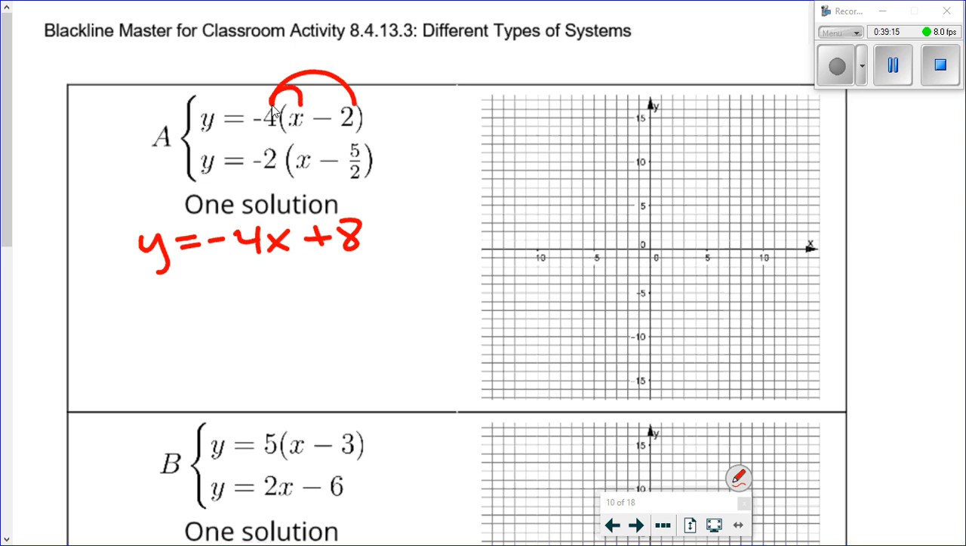So the initial value is 8, so that tells me to start at 8 on the y-axis. So 5, 6, 7, 8. Plot your point. From there, my slope tells me to go down 4 over 1. So I'm going to go down 1, 2, 3, 4 lines over 1. And continue that pattern: down 1, 2, 3, 4 lines over 1.